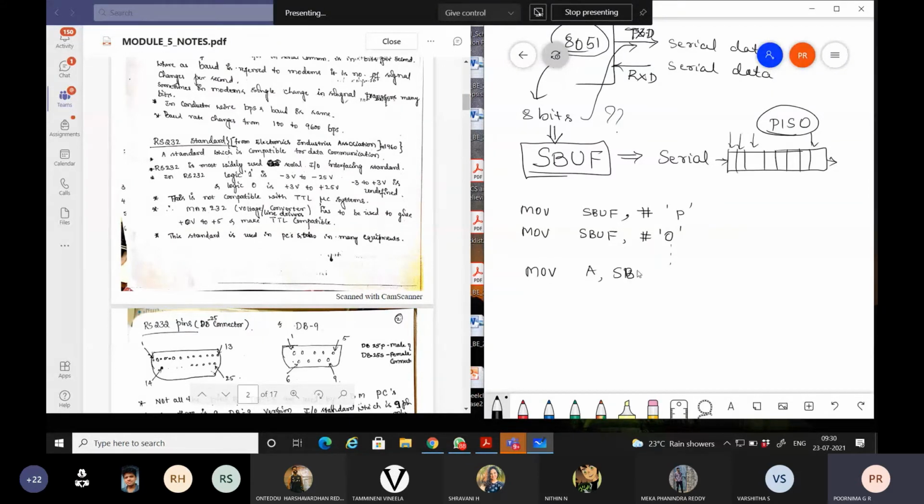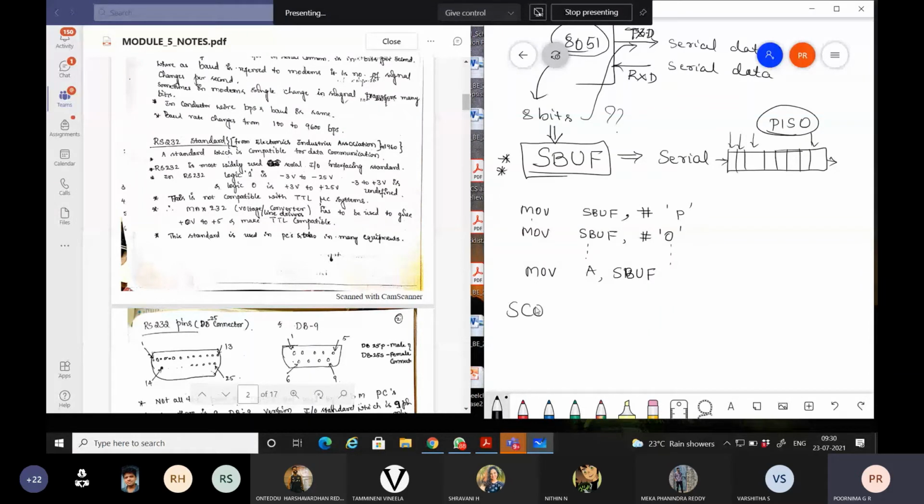Whichever character needs to be sent has to be taken from the S buffer onto the accumulator, and you need to send it to the required serial communication pin. Once it is placed like this, you can start the timer and transmit the data serially. Another important register which you have to know is the SCON register.